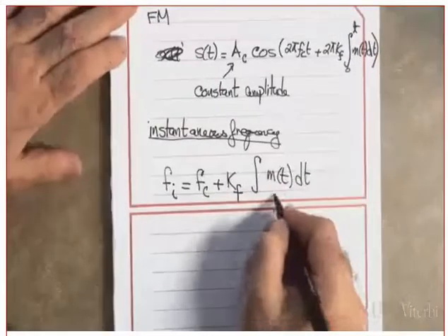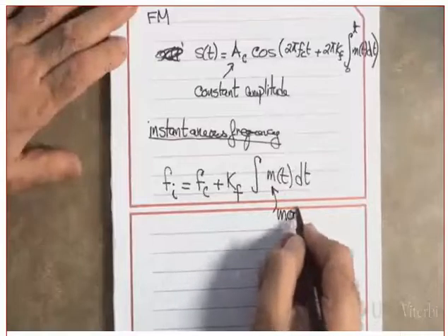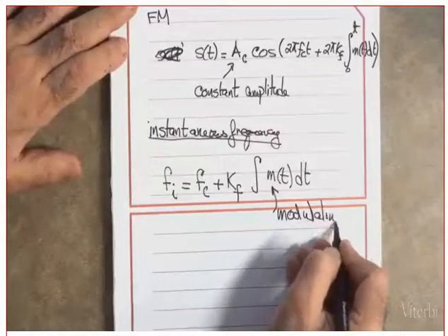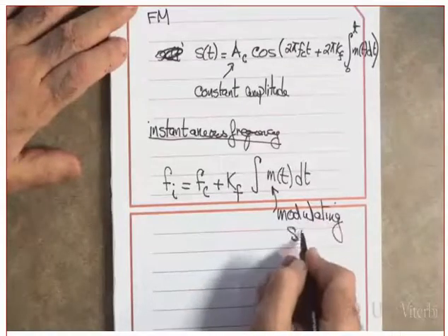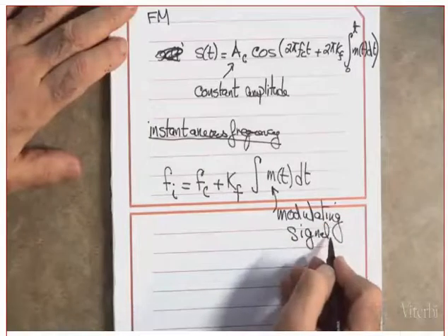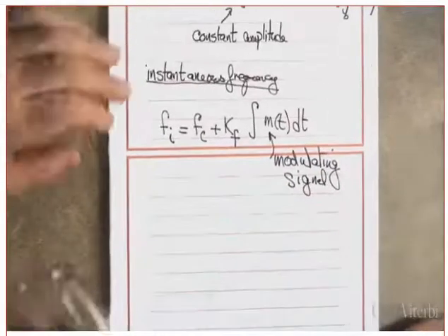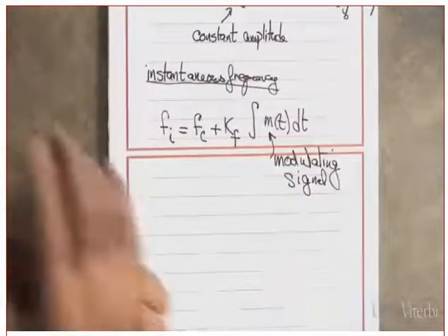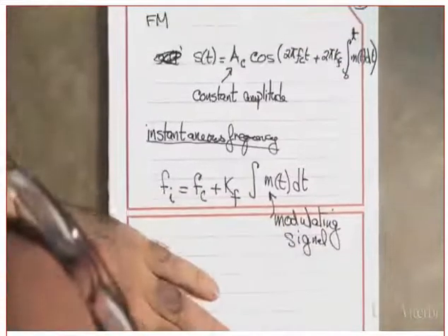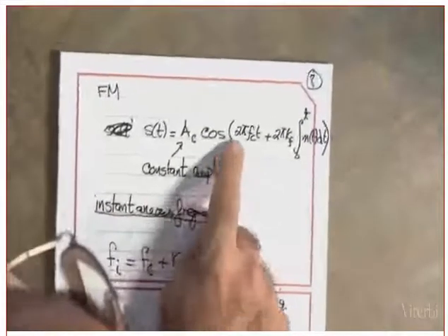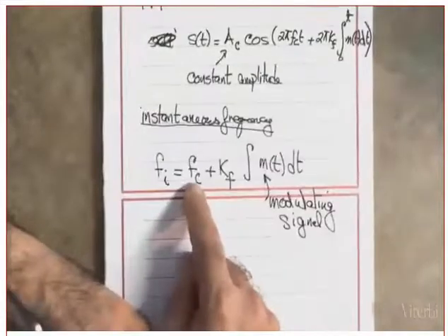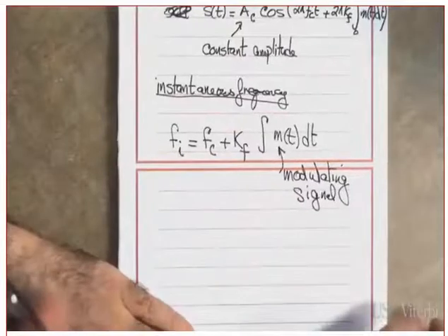What is m of t, by the way? Did you say modulating frequency? Signal. I thought you said modulating frequency. Yes or no? Cannot hear you. Okay. This is 2 pi. By the way, what is F sub c? Ah, mistake.